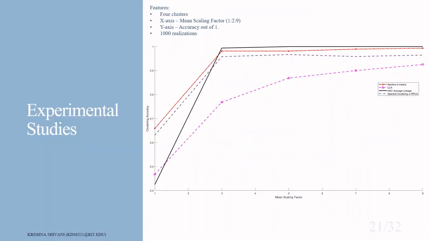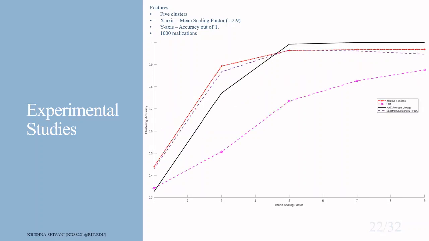Here are the results for the 4 clusters in the square pattern for 1000 realizations. As expected, we see accuracy increasing. Interestingly though, we notice that HAC has extremely low accuracy for when the clusters are scrambled, but it's very quick to reach the top after. Iterative k-means and spectral clustering with RPCA perform well, and LCA is lagging behind throughout.